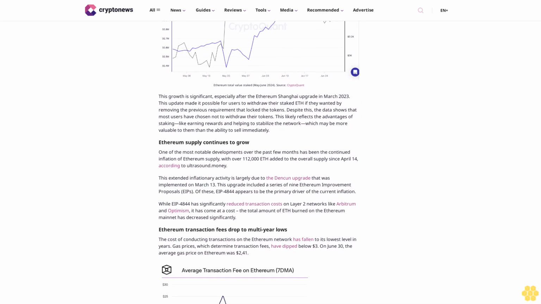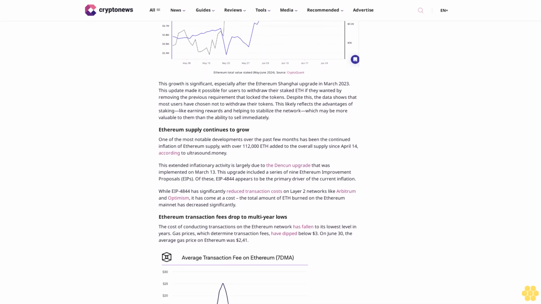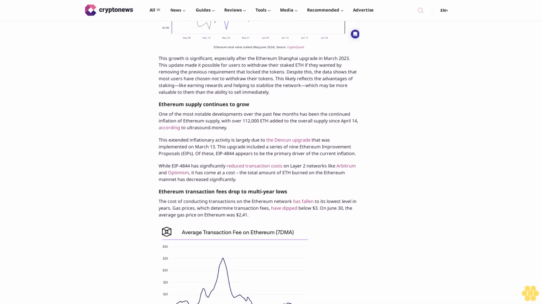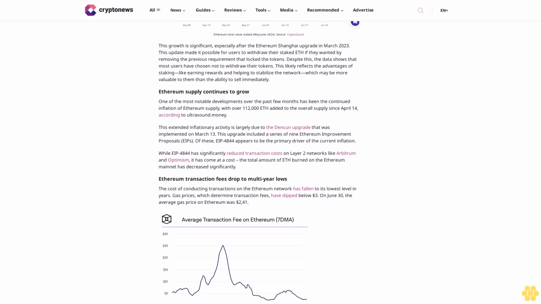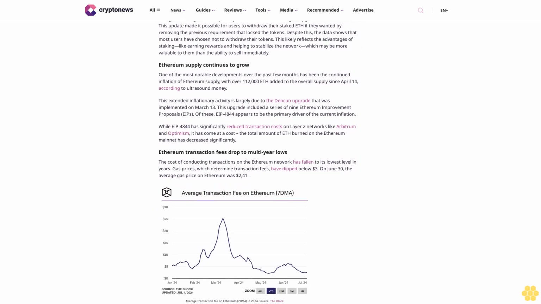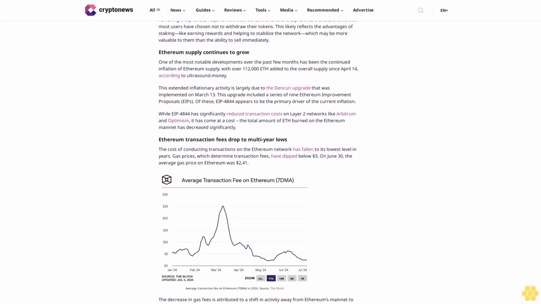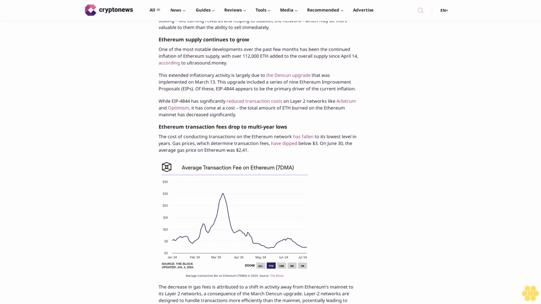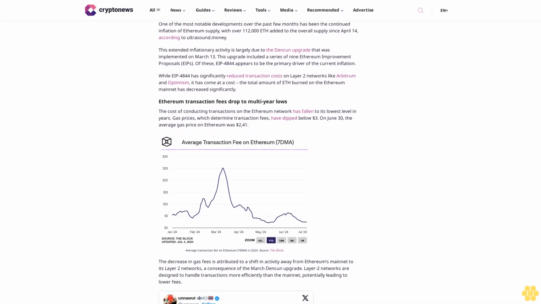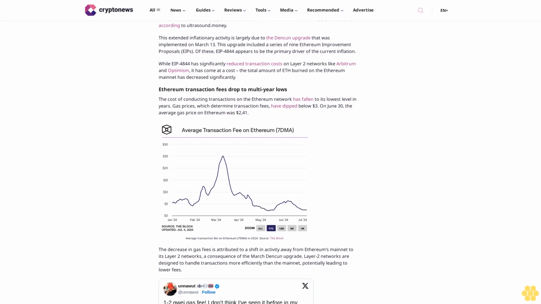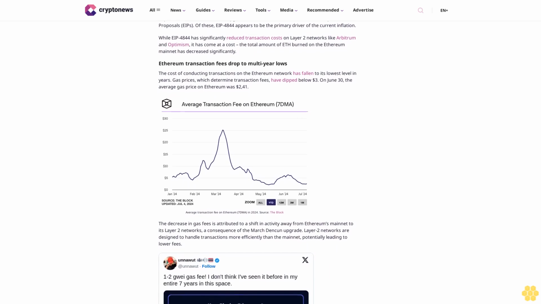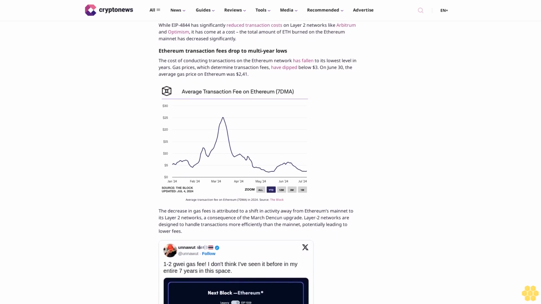It could indicate a preference for holding ETH for the long term, with users storing their tokens in private wallets or dApps. CryptoQuant data further reveals a steady increase in staked ETH on the Ethereum Beacon chain. By June 30, the total staked ETH had reached 33.3 million, nearly double the amount held on exchanges. This growth is significant, especially after the Ethereum Shanghai upgrade in March 2023. This update made it possible for users to withdraw their staked ETH if they wanted by removing the previous requirement that locked the tokens. Despite this, the data shows that most users have chosen not to withdraw their tokens.